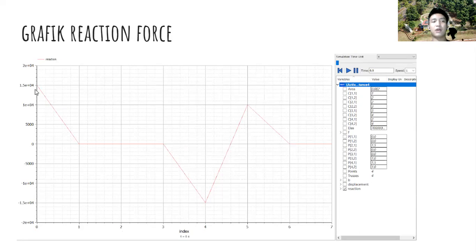So we can see on the boundary, on node 1 and node 2 on the left, the reaction force is quite high, and then it's going down and it goes up again. Maybe I assume this is the force point on node 4.